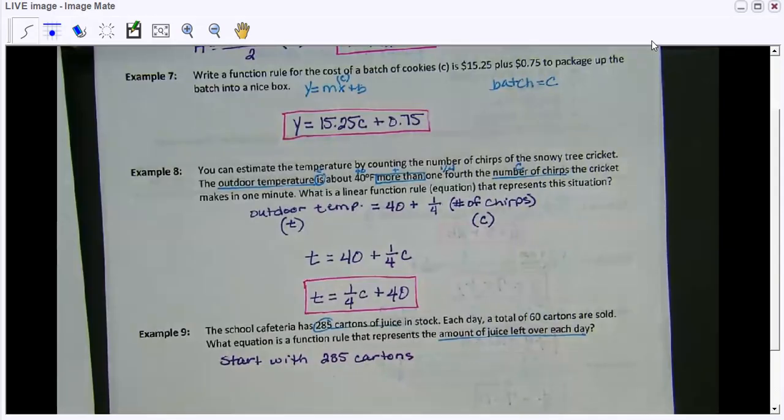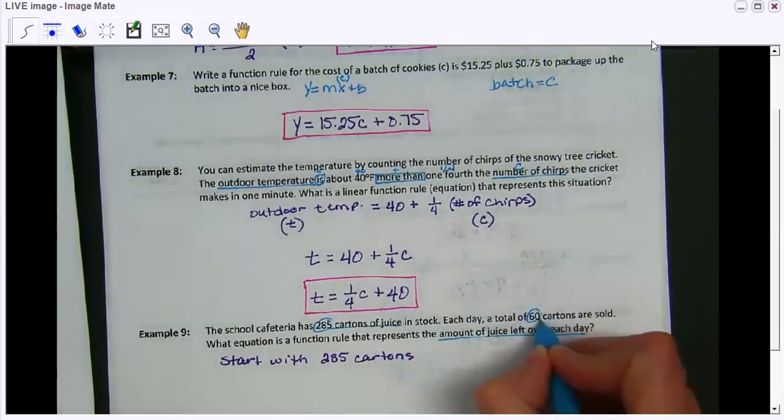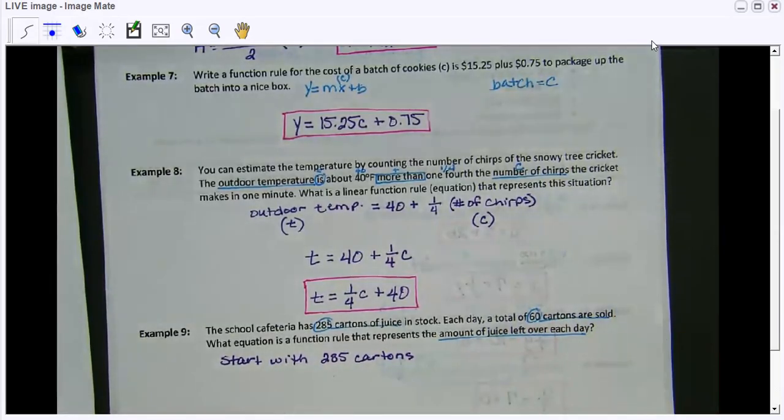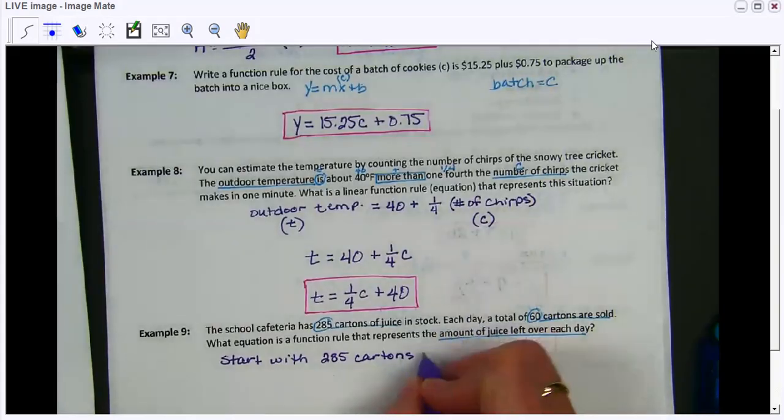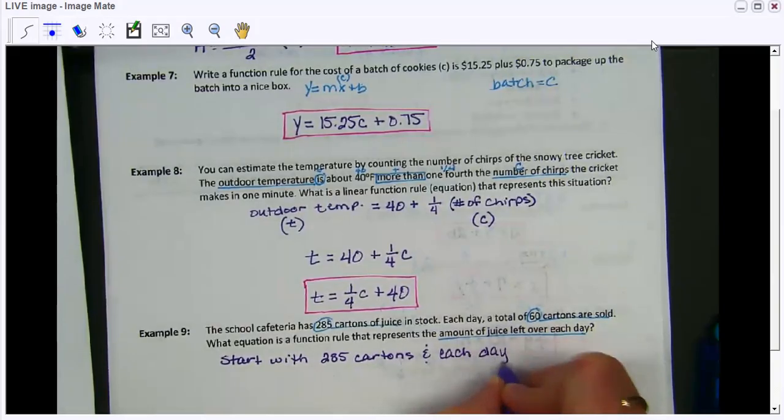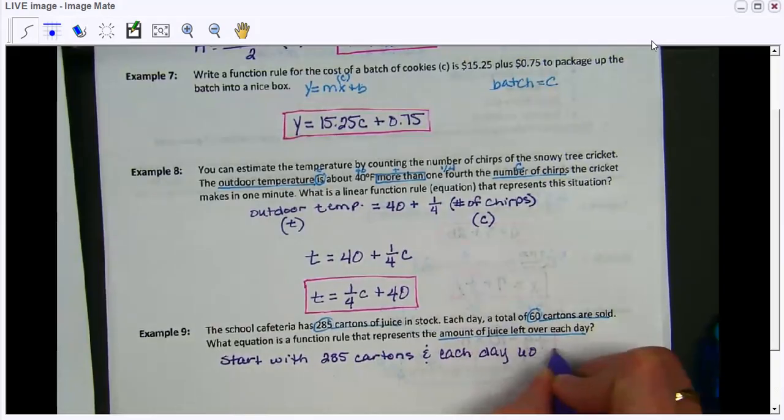Okay. And then it says each day a total of 60 cartons are sold. Now, when you sell something, you gain money, right? But they want a function rule that represents how much juice is left over each day. Well, if I have 285 and I sell 60 cartons in one day, I have to subtract that 60 from my original amount. So 285 cartons, and each day 60 are sold.